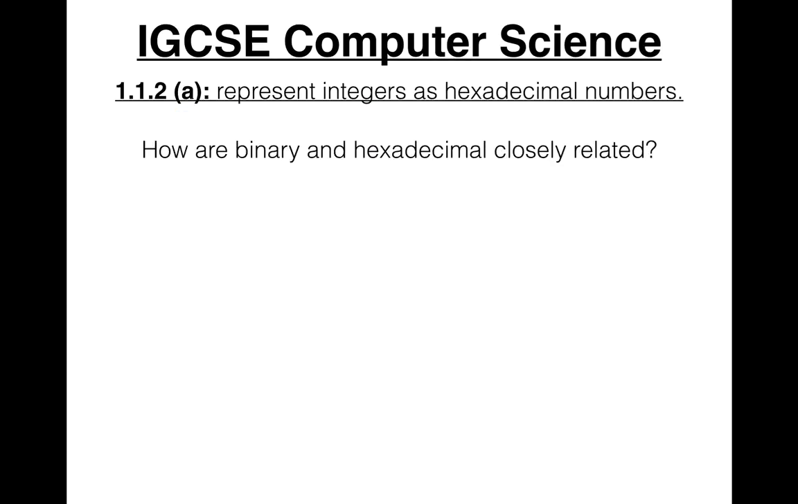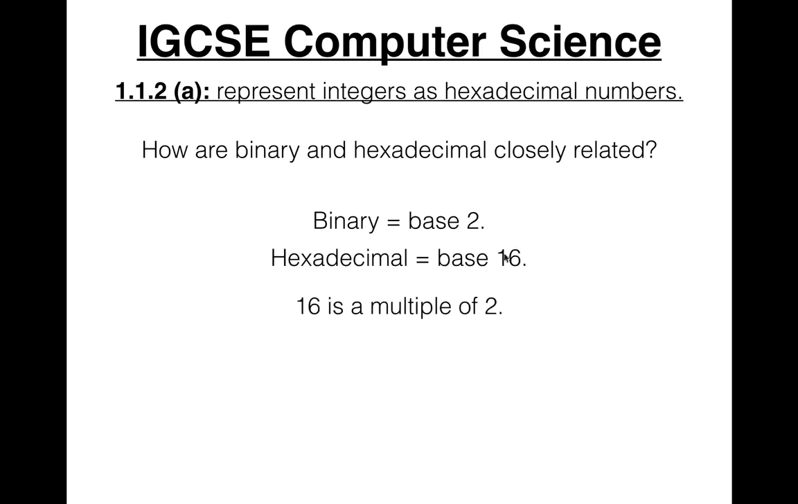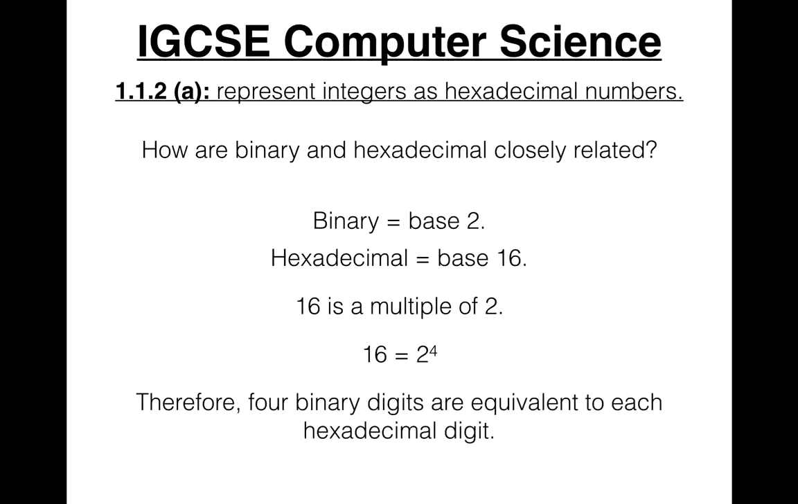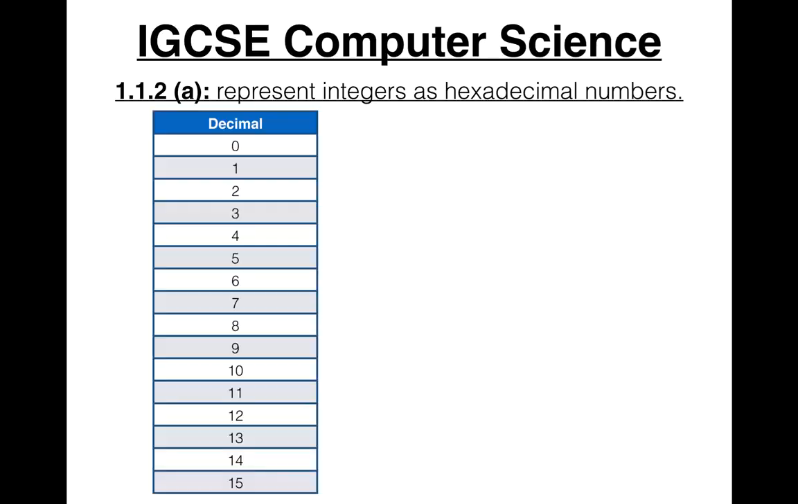So how are binary and hexadecimal closely related? Well, binary is base 2, and hexadecimal is base 16. And you'll notice that 16 is a power of 2. 16 is 2 to the power of 4. Therefore, 4 binary digits are equivalent to each hexadecimal digit. And of course, to better understand this, we have a table here.